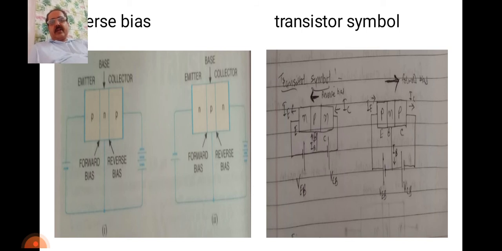Let us consider the first emitter. The emitter P-type of the PNP transistor is forward biased and supplies holes to its junction with the base. Let us consider the second figure. The emitter N-type of the NPN transistor is forward biased and supplies free electrons to its junction with the base. The second thing we have to consider is the collector.